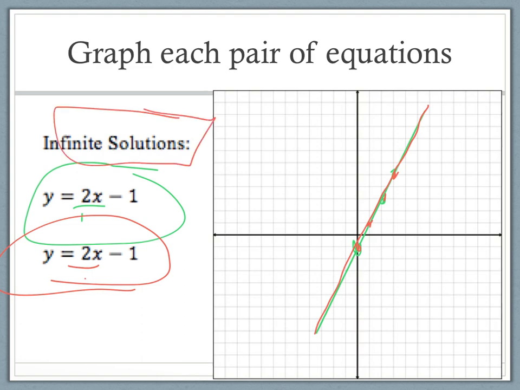So remember, just how many points they have in common, that is the number of solutions. Okay? And then wherever it crosses or wherever they intersect, that's what the solution is. And you can have no solutions or infinite solutions, or you can have a point or multiple points.